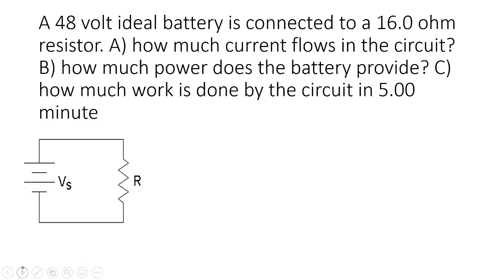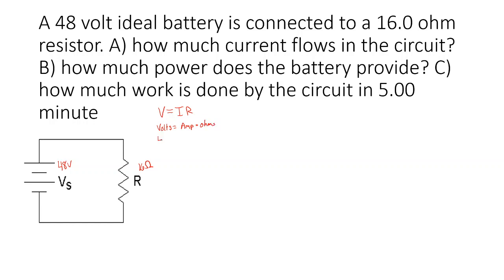All right, the first thing that we're going to face today is a power problem, an electricity problem. So it says you have a 48 volt battery. So we have our 48 volt battery, and it is connected to a 16 ohm resistor, and it asks how much current flows through the circuit. Well, we know that V equals IR, volts equals amps times ohms. That's usually how I try and remember it.